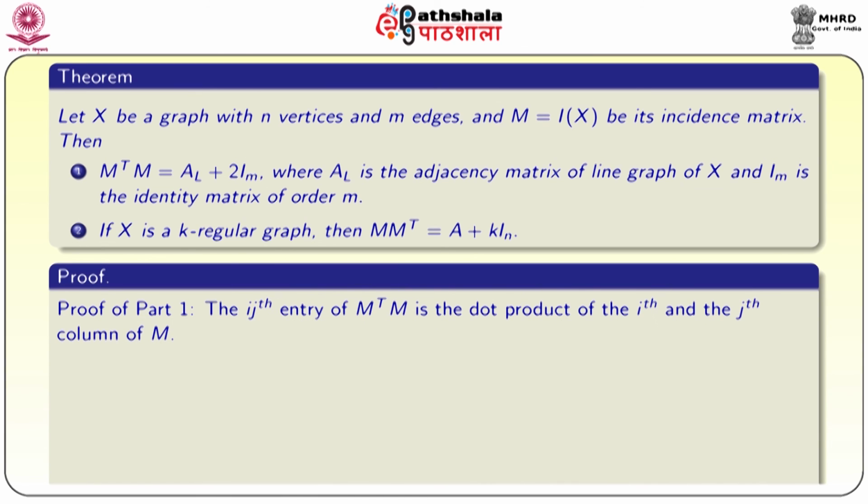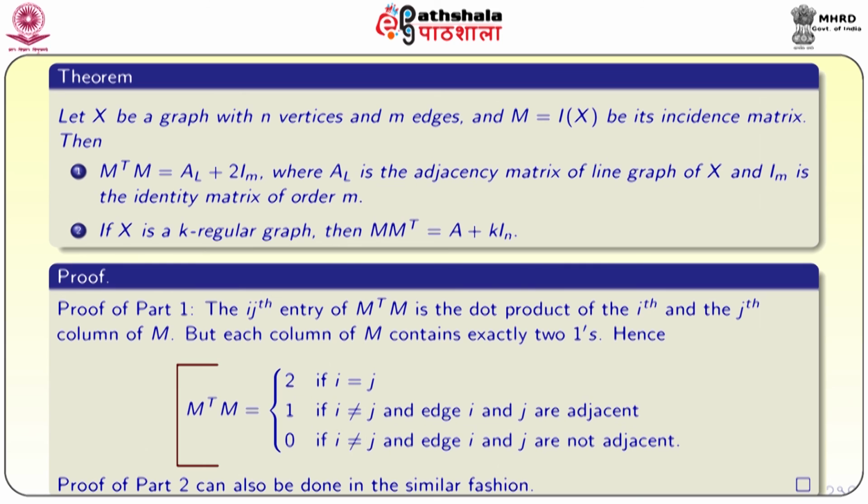The proof for part 1: the ijth entry of M transpose M is the dot product of the ith and jth columns of M. That is easy to see. But each column of M contains exactly 2 ones. Because of this, we get M transpose M is equal to 2 if i is equal to j, 1 if i not equal to j and edges i and j are adjacent, and 0 if i not equal to j and edges i and j are not adjacent. Proof of part 2 is also done in a similar fashion. We just need to consider M M transpose, and we will get the same result.